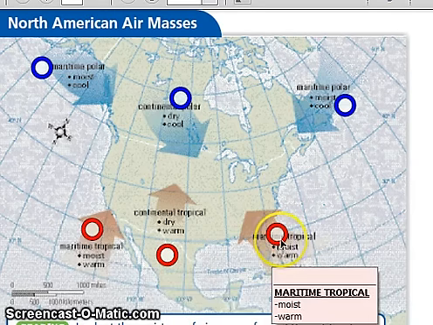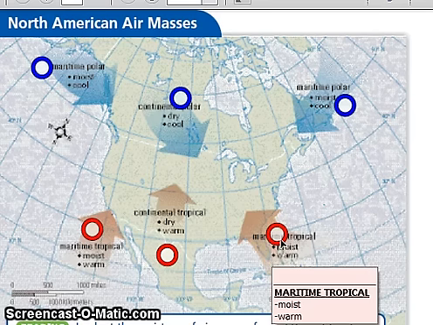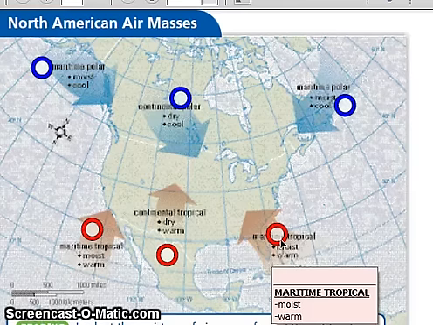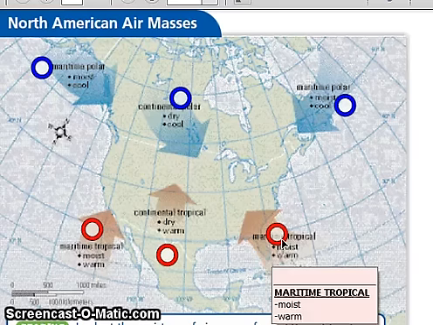And then we have maritime tropical, which is the kind of air that we get most often. Maritime again because it's air that's coming from either the Gulf of Mexico or off the Atlantic Ocean, and so it tends to be very moist. And tropical because it's warm. So that's a quick review of our air masses.